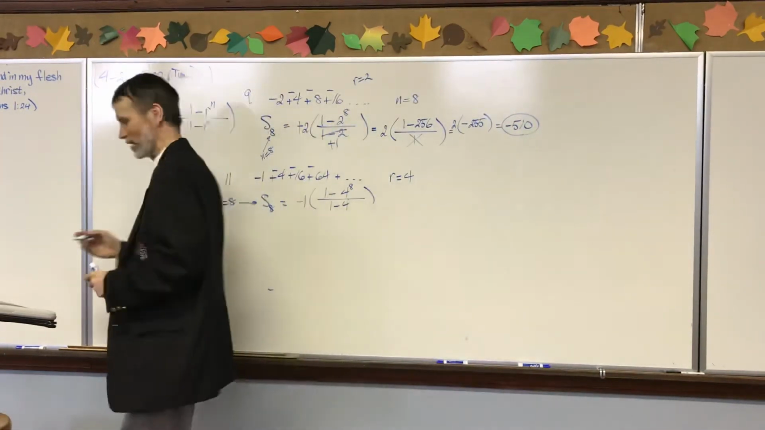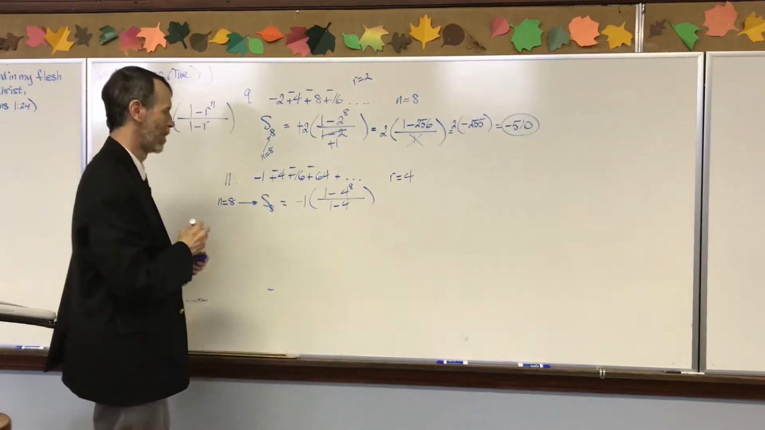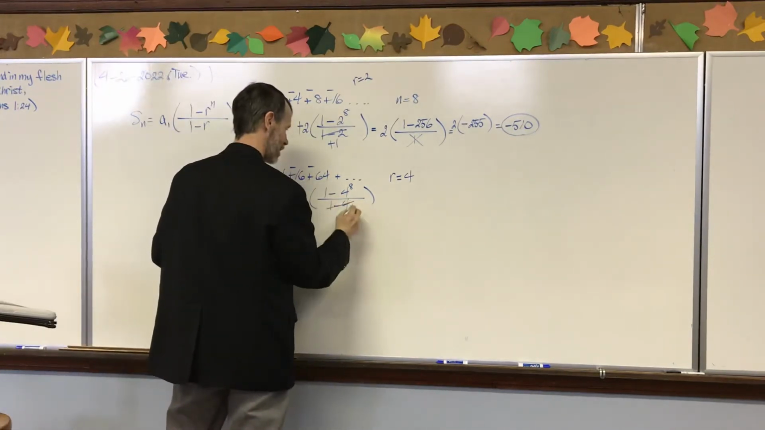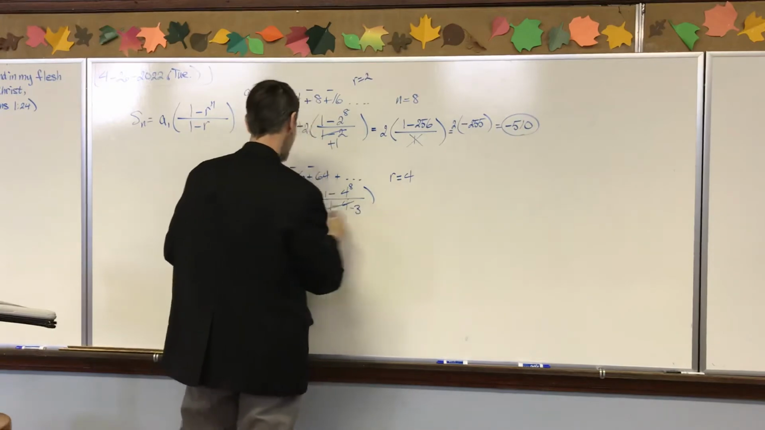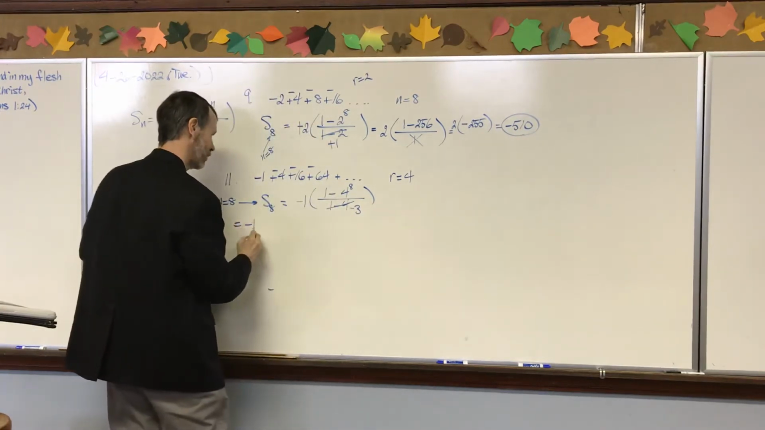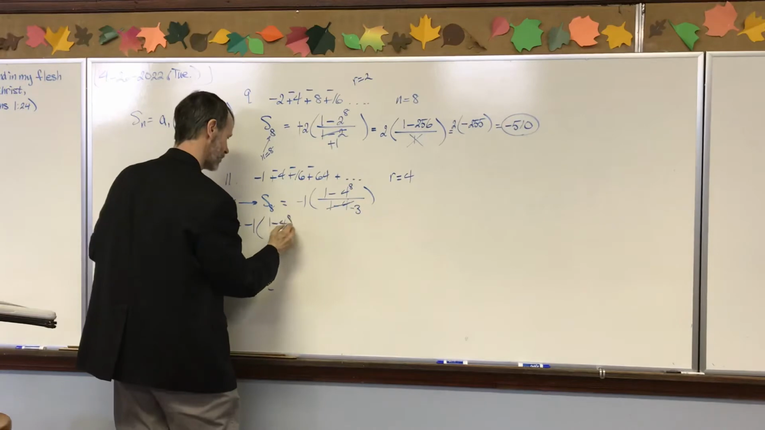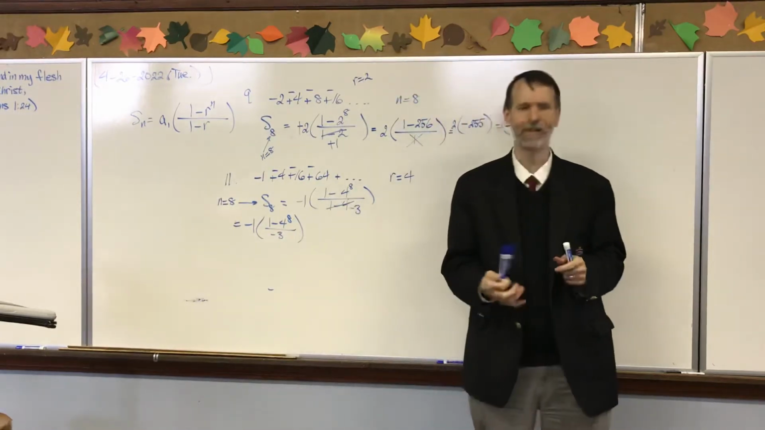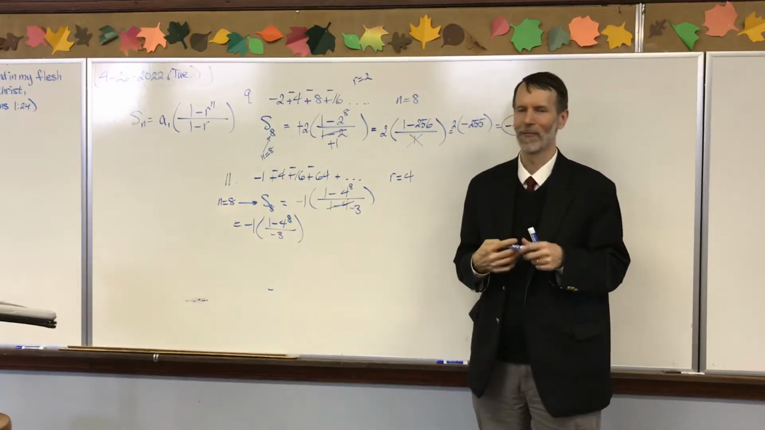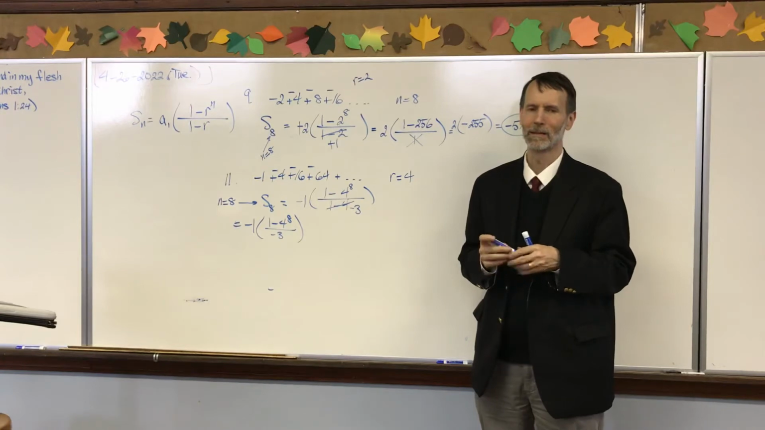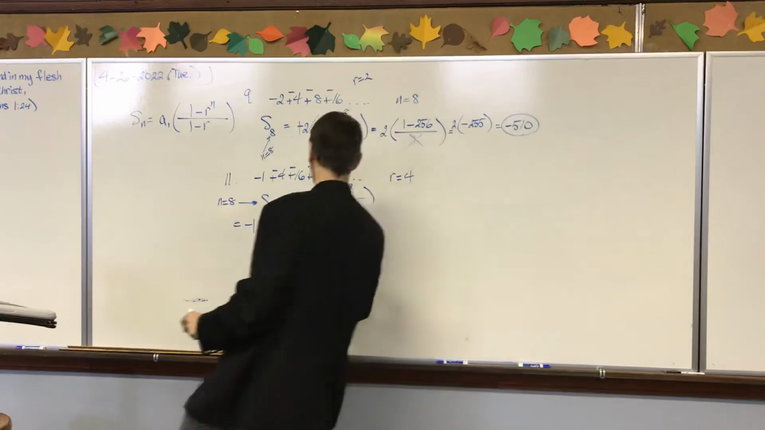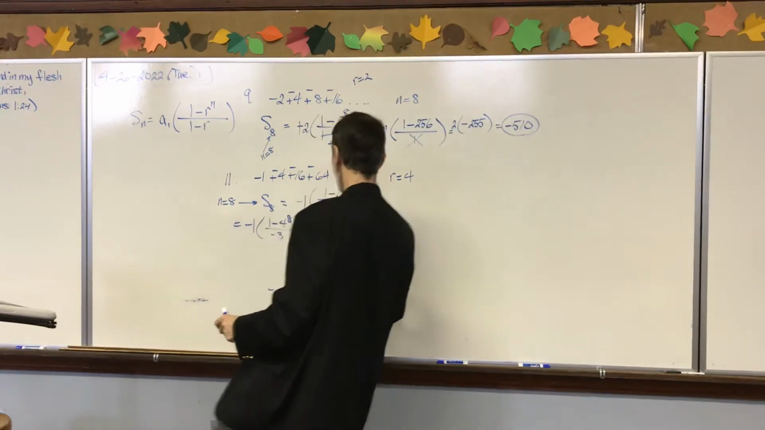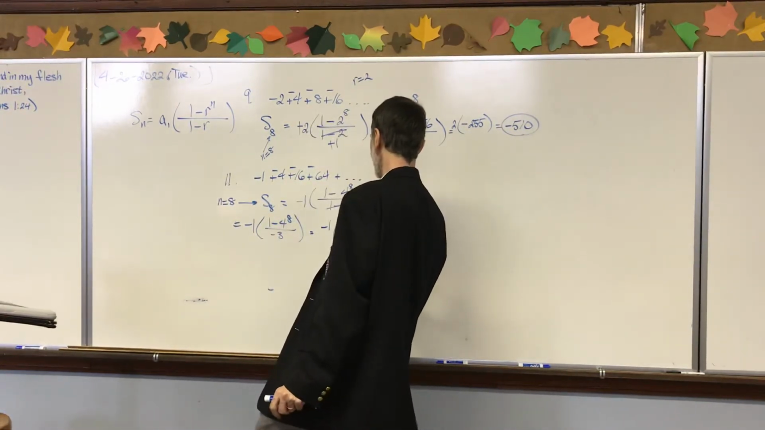Catherine, take over. Is there an easy thing we could simplify? 1 minus 4. What is 1 minus 4? -3. So what we have so far is -1 times (1 minus 4 to the 8th) over -3. What is 4 to the 8th? Grab your calculators. 65536. So -1 times (1 minus 65536).